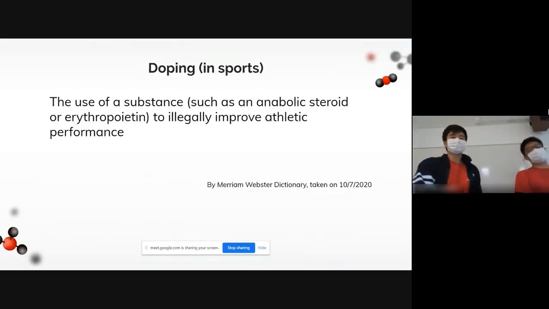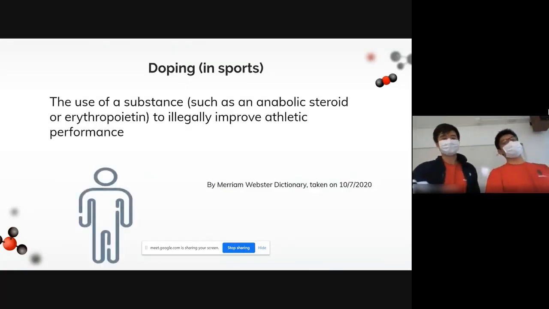But this is not the doping we are talking about today. The doping we are talking about today is doping for sports. It means using a substance to improve athletic performance. So there's a guy here, you inject him with something, and he becomes stronger. Cool.